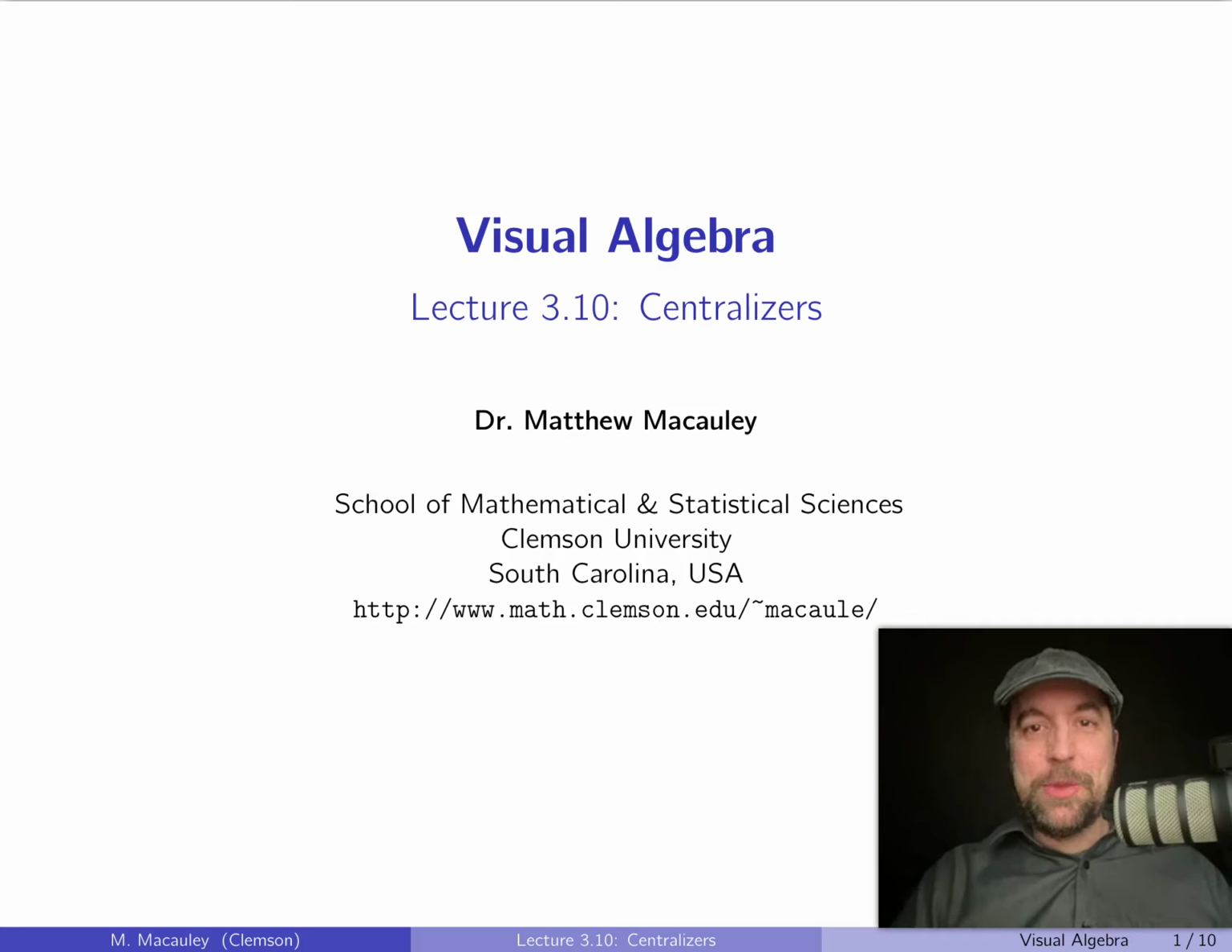Welcome to Visual Algebra Lecture 3.10, Centralizers. We've seen how the size of the conjugacy class of a subgroup is equal to the index of its normalizer. This measures how close or far a subgroup is to being normal. In this lecture, we will see an analog of this result for conjugacy classes of elements.